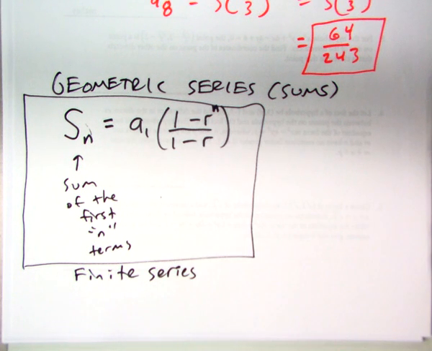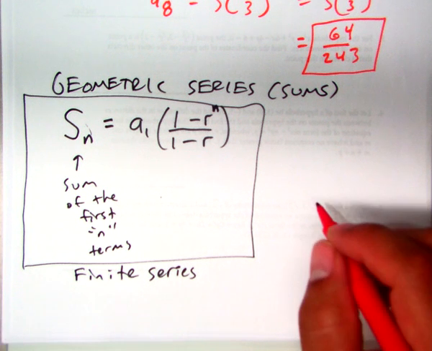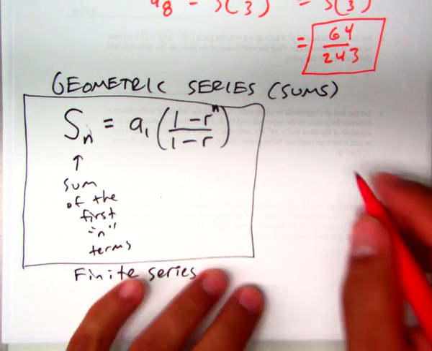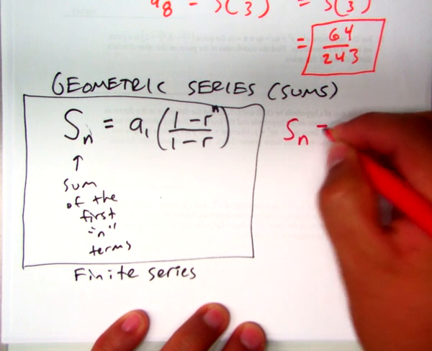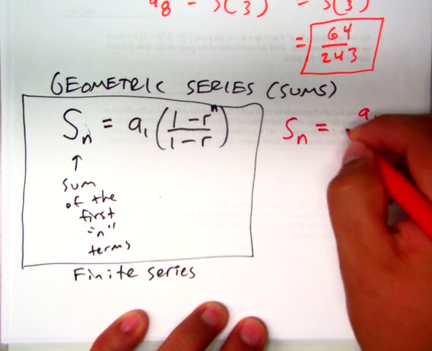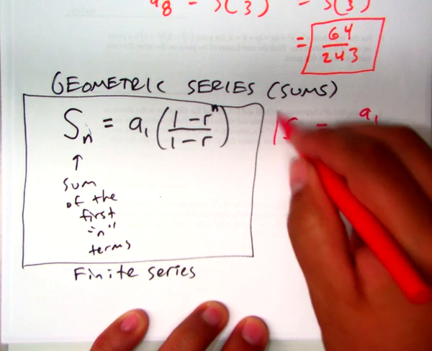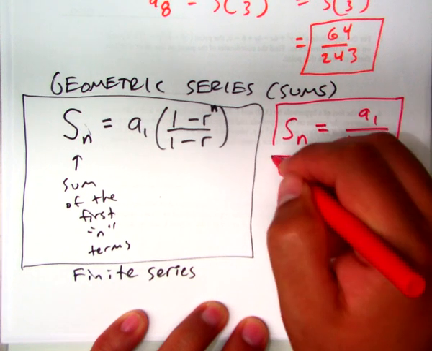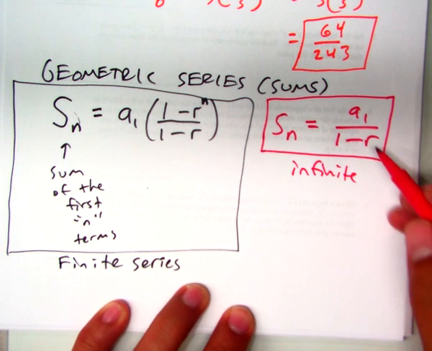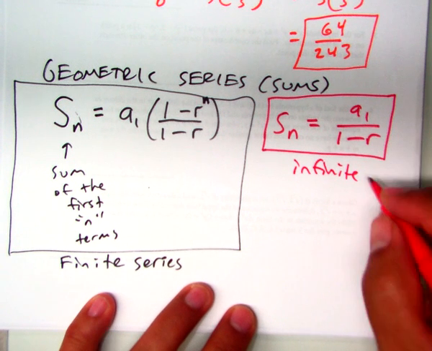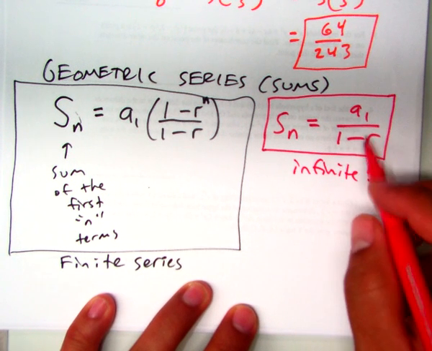The second option is for an infinite series. You simply take a1 over 1 minus r. So there are two things you need to be careful with in this formula. It needs to be an infinite series, number one, and the terms need to be decreasing.